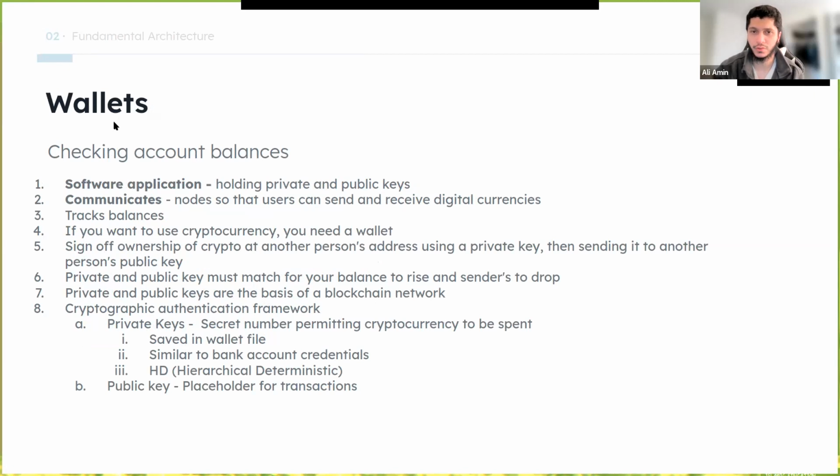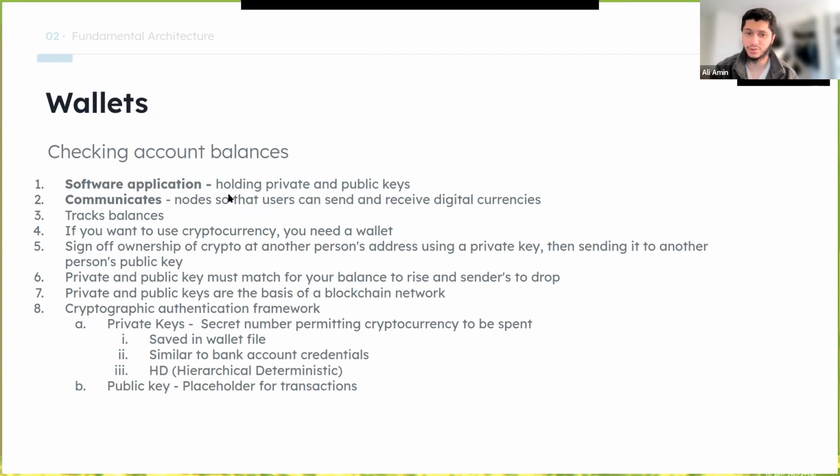Wallets. I want to know how much Bitcoin or cryptocurrency or NFTs I have. How do I do that? How do I actually manipulate it? Well, there's something called a wallet. A wallet is a software application. The purpose of the software application is to do two things: hold your keys and update the ledger by sending information to a nearby node.